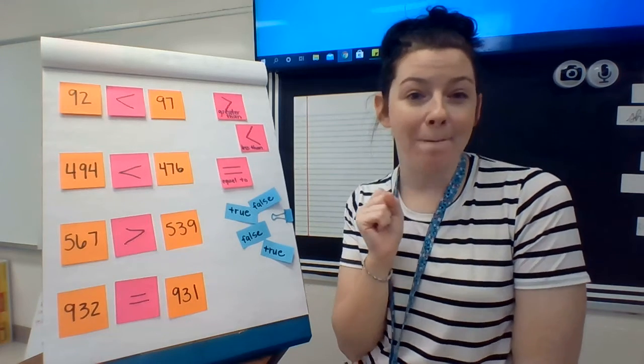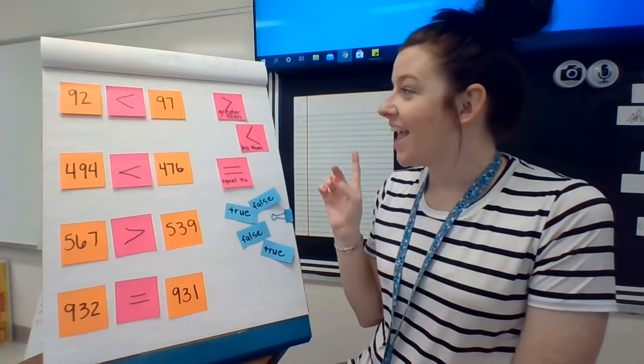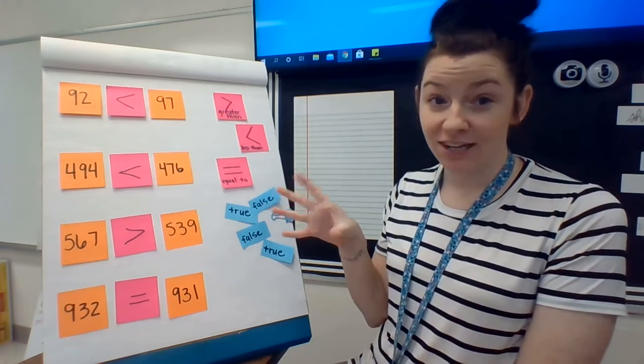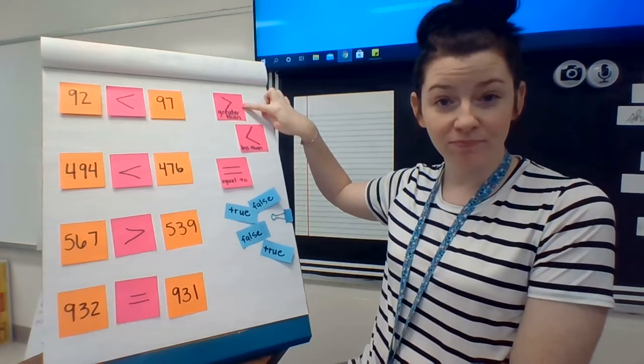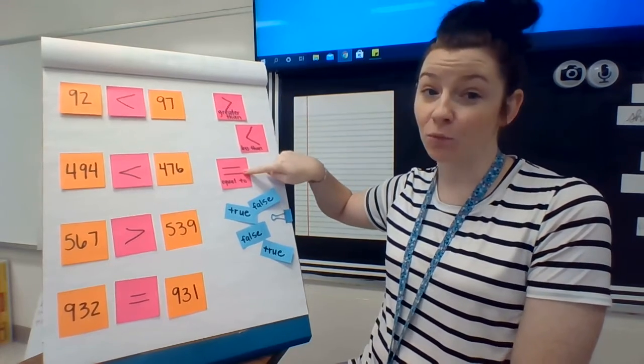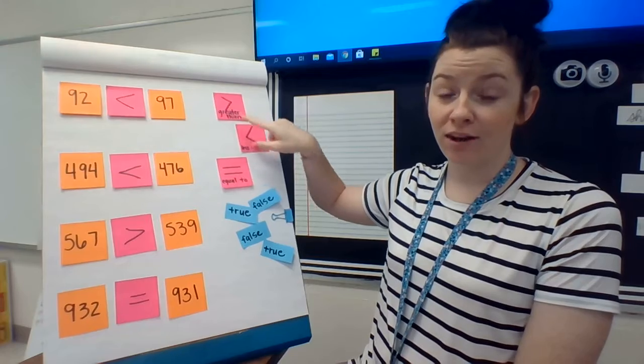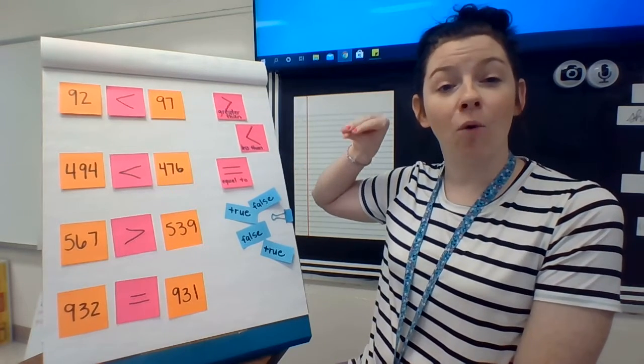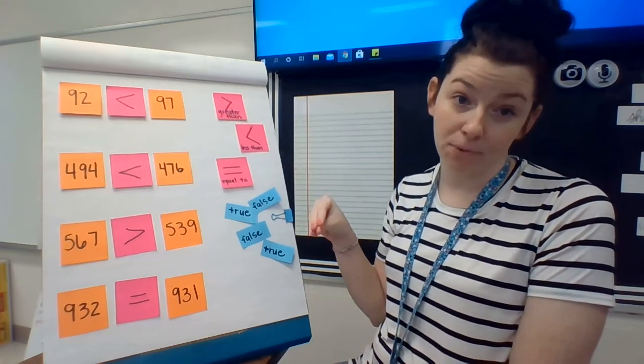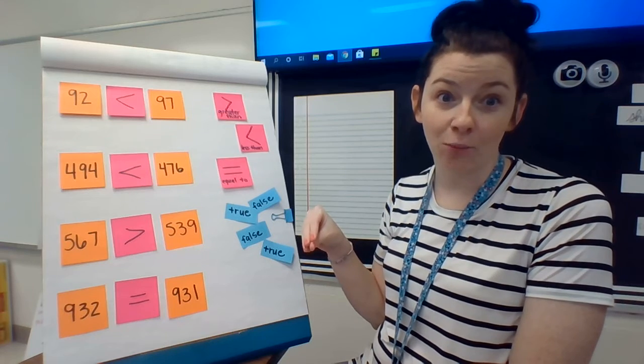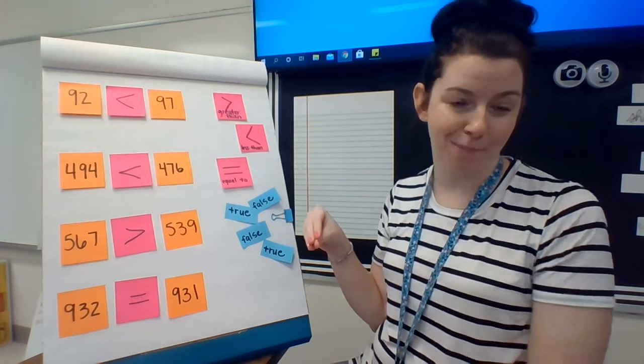Hi friends, today for math we are still comparing numbers, but today you're going to do it a little bit differently. Today we're still using the same symbols. They never change. We have a greater than, a less than, and an equal to. When you're doing greater than and less than, the alligator mouth always eats the biggest number.